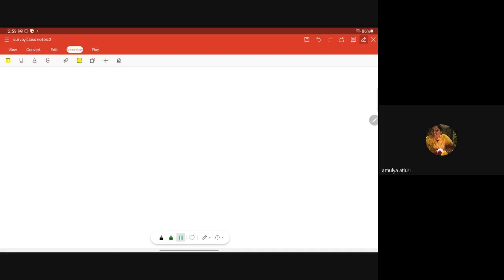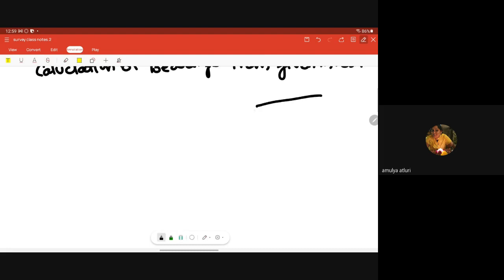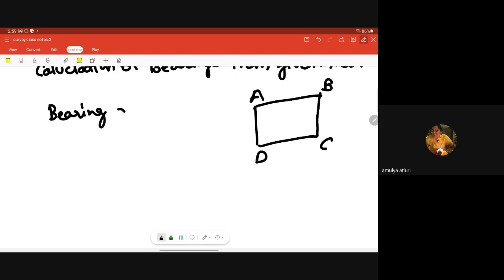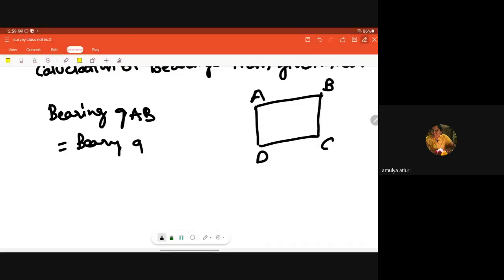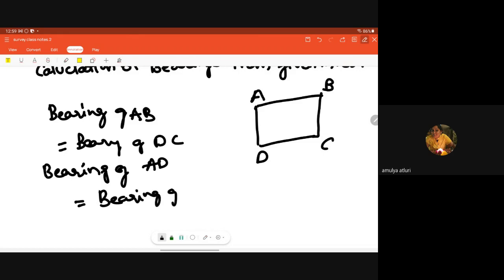Next, okay, now let's take a traverse like this, a rectangular traverse, A, B, C, D. Now tell me, bearing of AB is equal to bearing of DC, and bearing of AD is equal to bearing of BC. Got it?